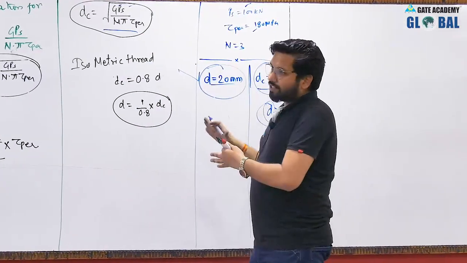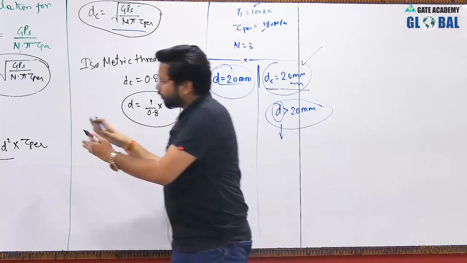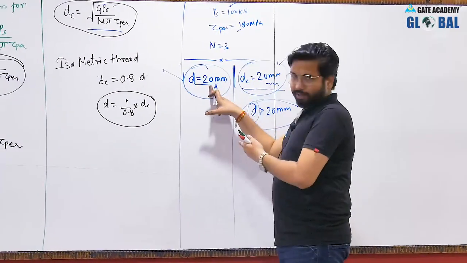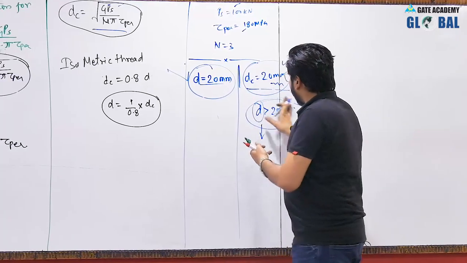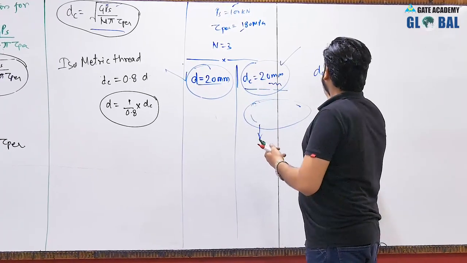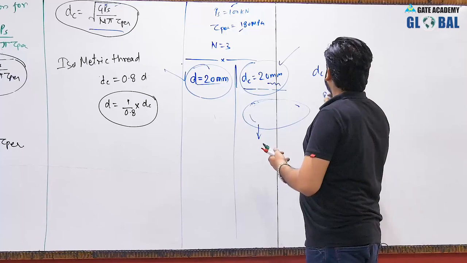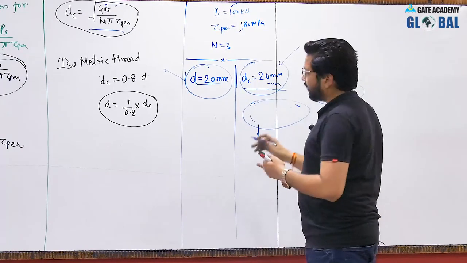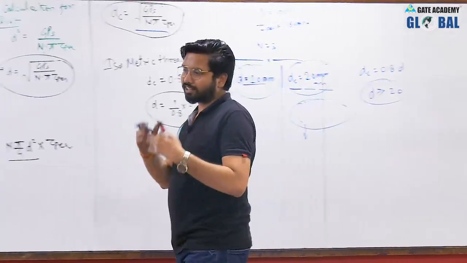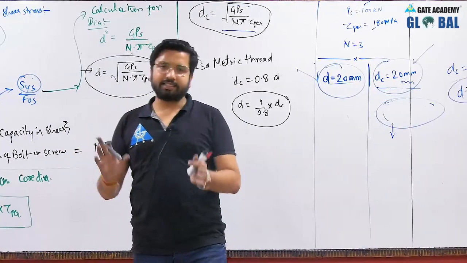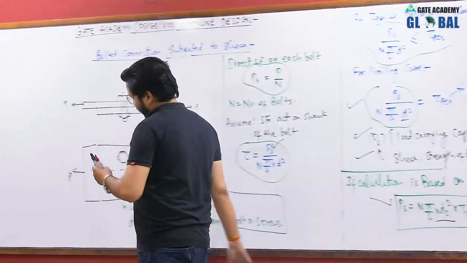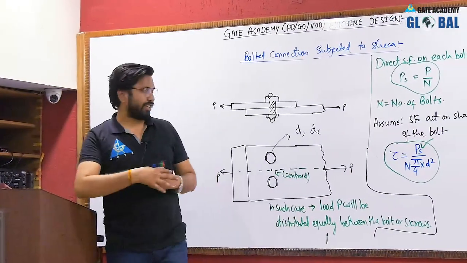So if 20 mm is the answer and you use the core diameter for your calculation, then the core diameter will be 20 mm, not the major diameter, and hence after using the relation that dc is equal to 0.8 times d, definitely d will be higher than 20 mm. Hence, you will be choosing a larger bolt, and the larger the bolt, the safer the design. This is the simple idea. So this was about the shear of a bolted connection. Thank you.